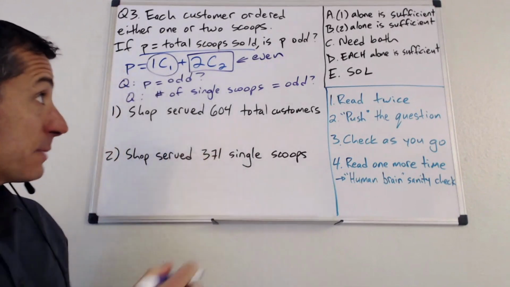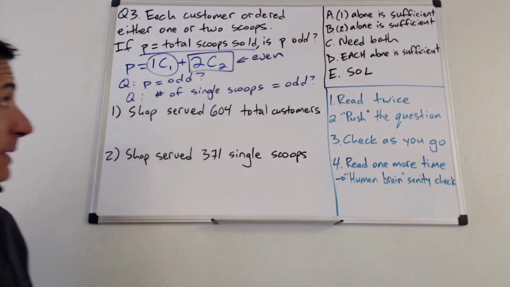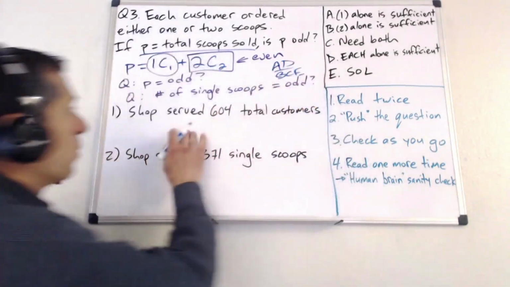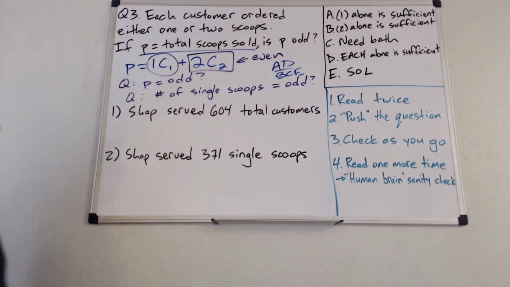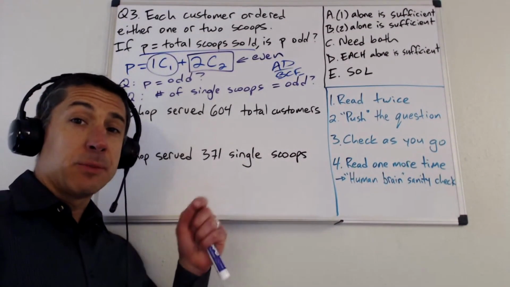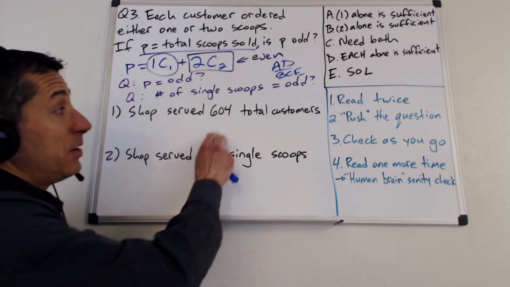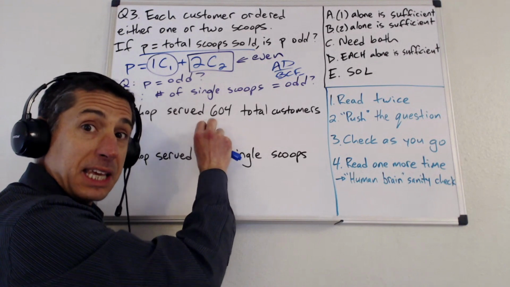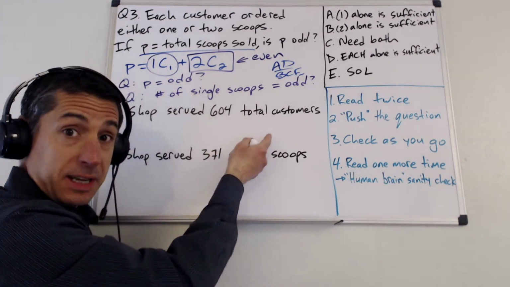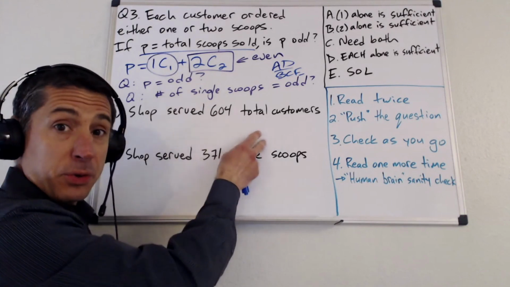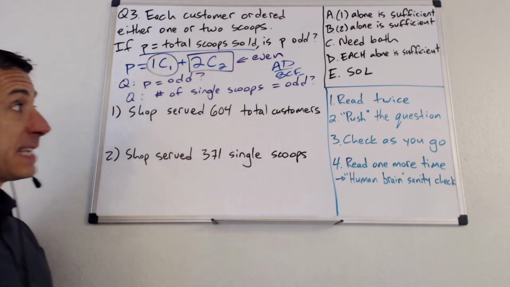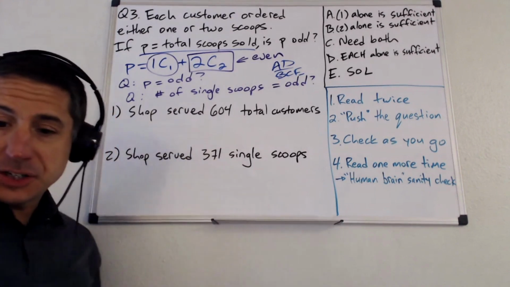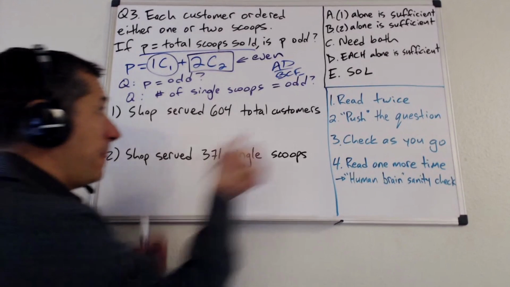Nothing else I can really do with this, but let's see where that takes us. Get my little ADBCE written in here. As always, statement 1, the shop served 604 total customers. Now, does that help me know whether or not the number of single scoop customers was odd? No, because I've got an even number for the total number of customers. So it could be that the single scoop customers was odd and so was the double scoops customers, or it could be that both of those were even. So since it's possible for the single scoop customers to be either odd or even, I know that this is not sufficient. So we can get rid of AD.